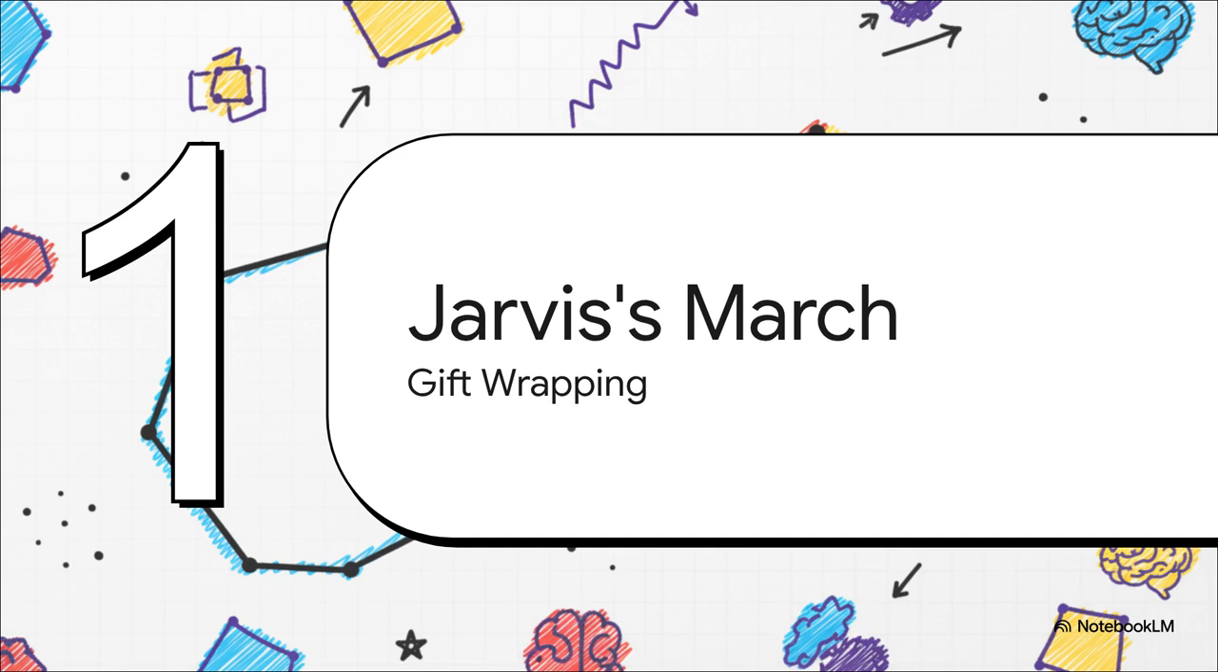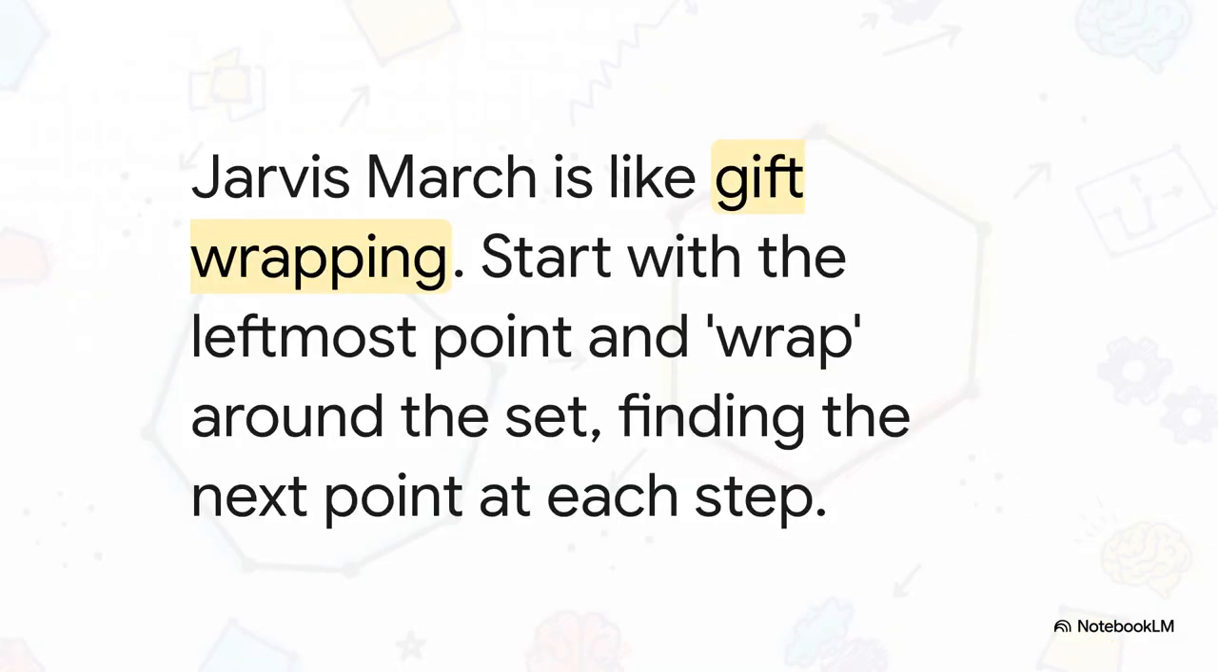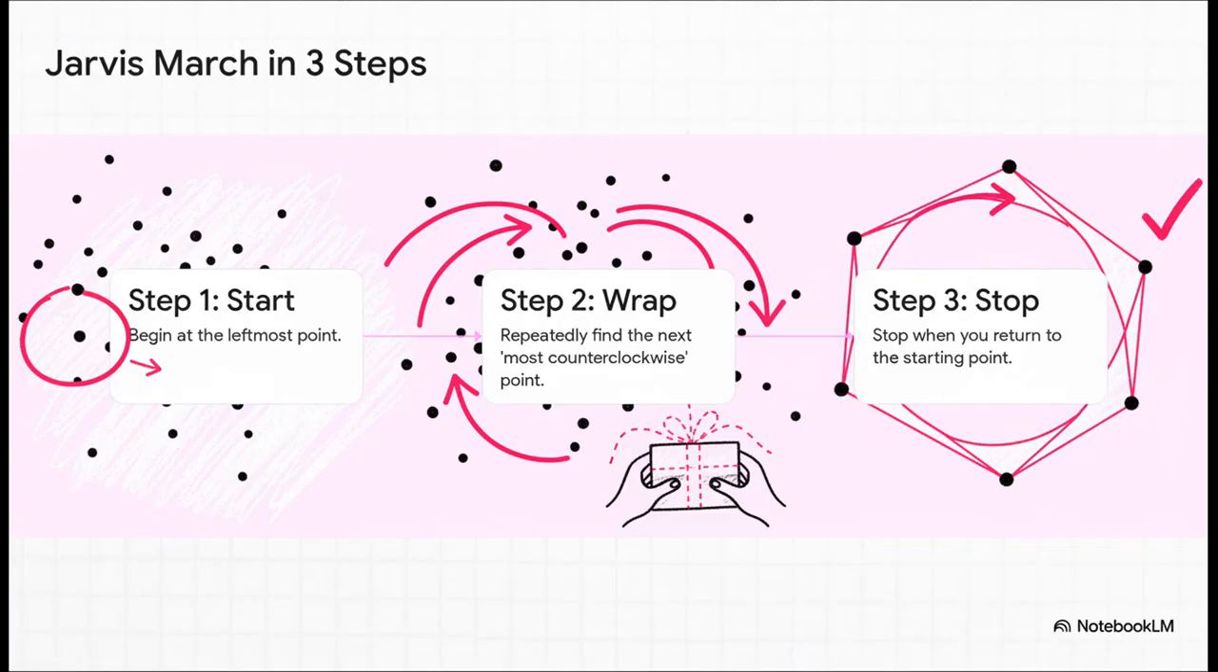It's called Jarvis's March, but you're going to know it by its much cooler nickname, the gift wrapping algorithm. And that name is perfect because it's exactly what it feels like you're doing. Seriously, picture the points as nails sticking out of a board. You tie a piece of string to the leftmost nail, pull it tight, and then just wrap it around the outside. You find the next nail the string hits, pull it tight from there, find the next one, and so on. The process is just as intuitive as it sounds.